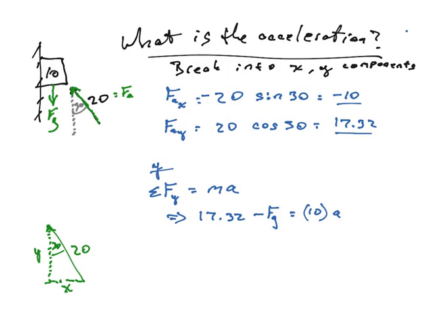All right, well, in order to solve for a, I just have to know what Fg is, but we know the force due to gravity is always mg, every time. So 17.32 minus m, 10, times g, 9.8.